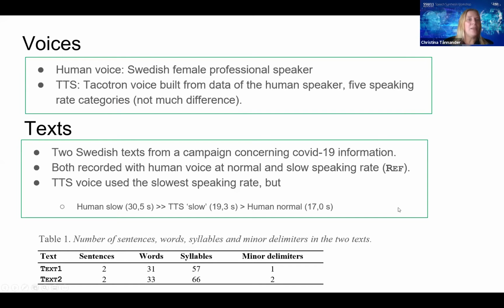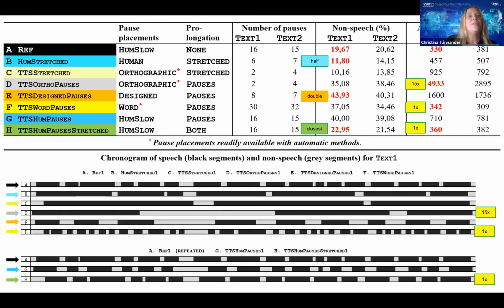Each of the 2 texts contained 2 sentences, about 30 words and 60 syllables. So I'll try to guide you through this slide. In the upper table, you can see our 8 stimuli. The first one with a black background, A, ref, is the reference human slow reading.